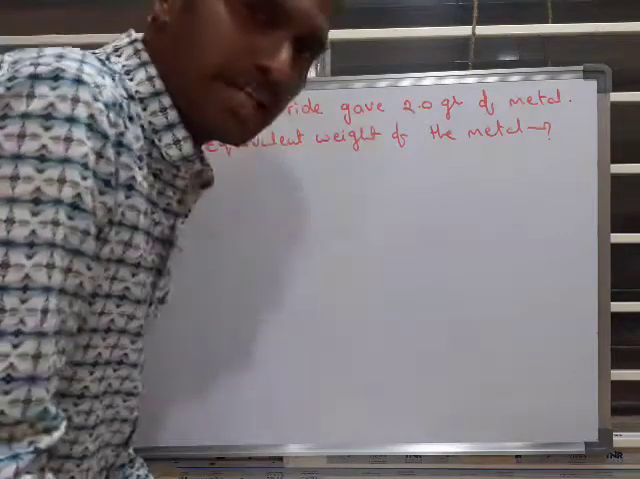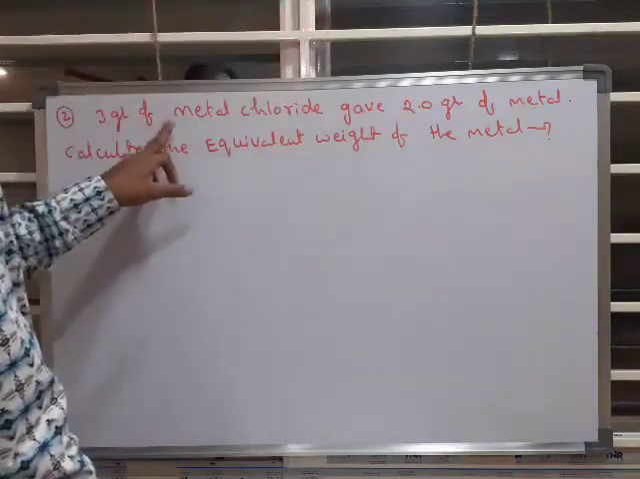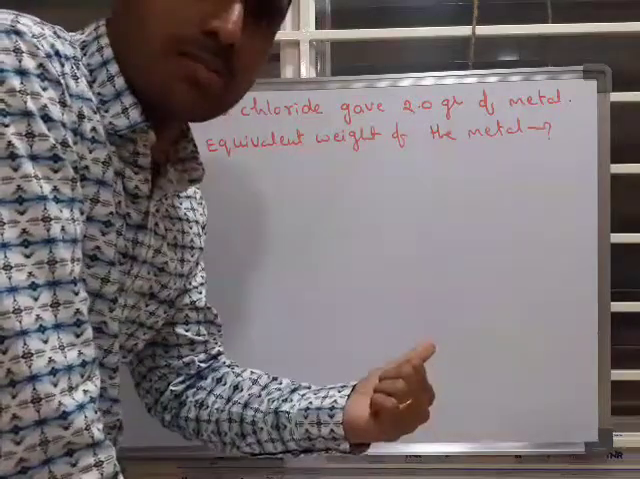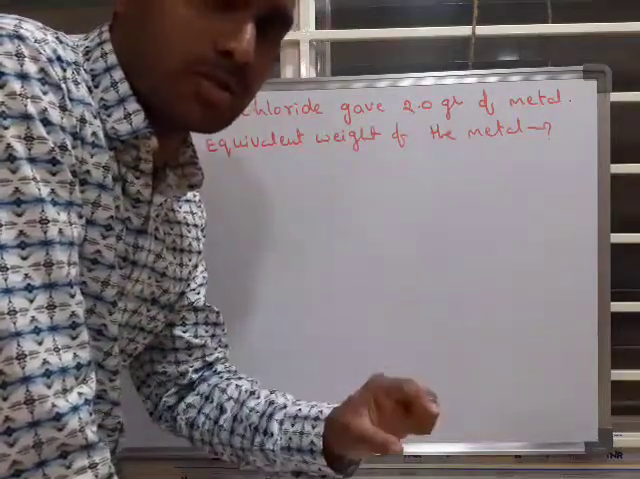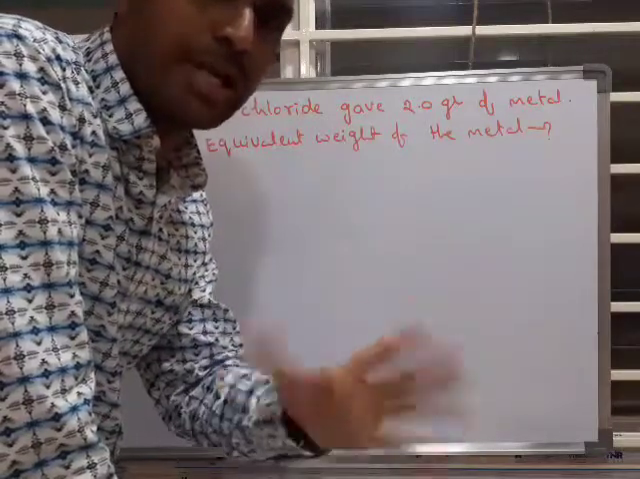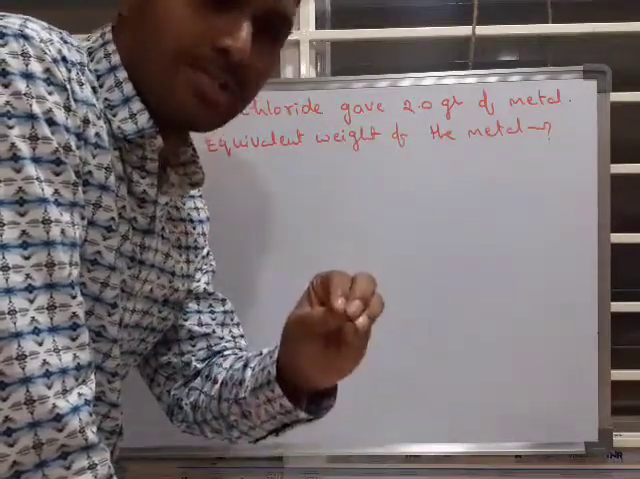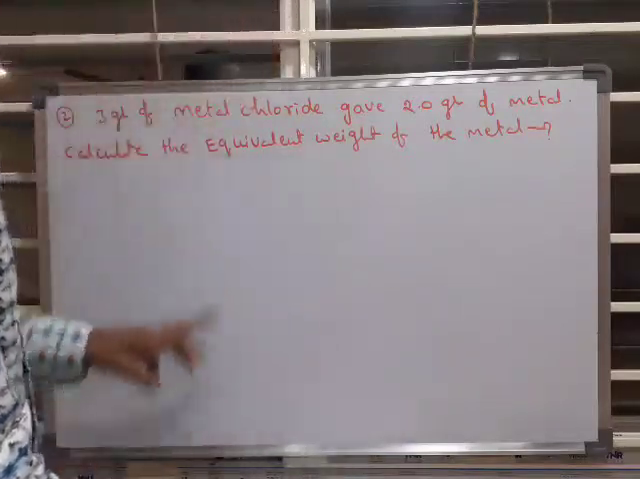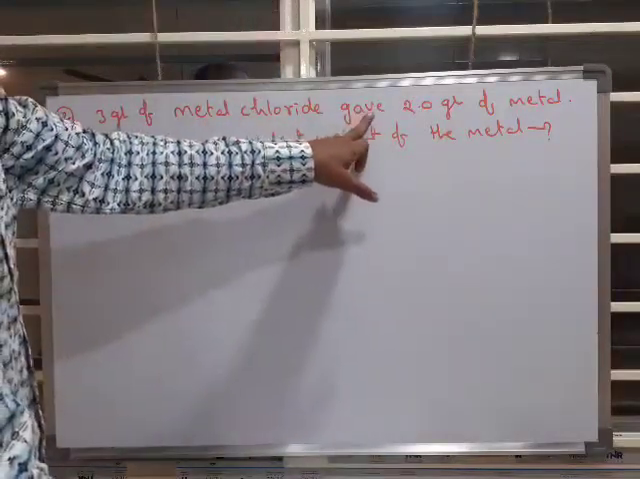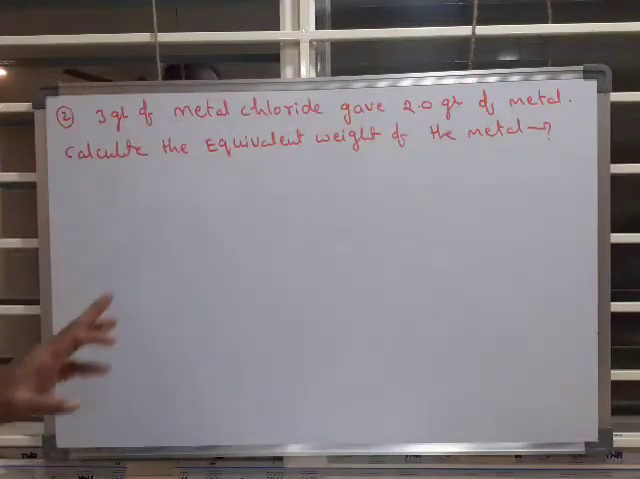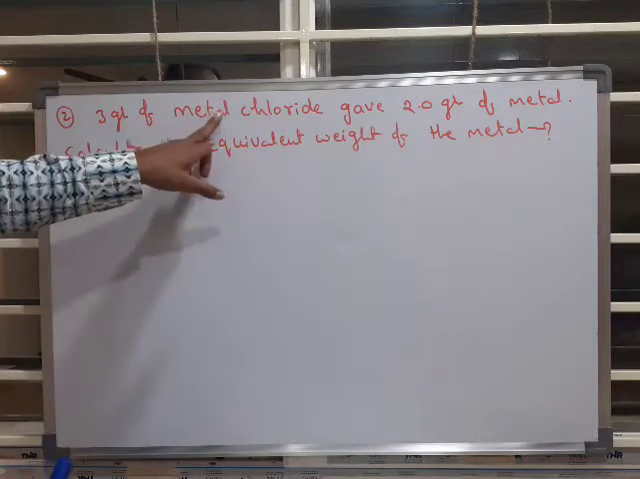Okay, let's see the second one. So the 3 grams of metal chloride, exactly the same problem. The last problem was given metal oxide, here it is given metal chloride. So in the 3 methods we can follow any of the methods. Generally it's very easy to follow the second or third method. A metal chloride decomposition giving 2 grams of metal, meaning 3 grams of metal chloride.